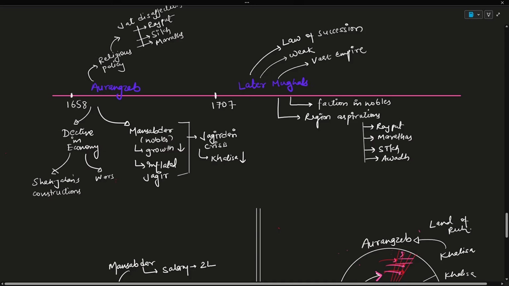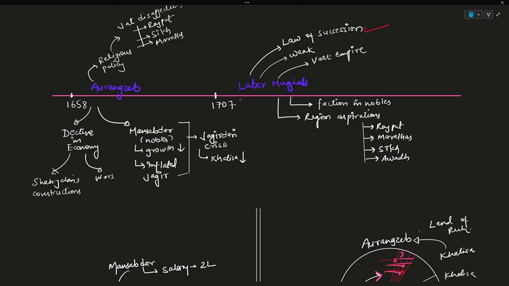So moving on to the reasons for the decline that happened in the later Mughals. First of all, we are going to discuss later Mughals in deep detail, and at that time also we will understand why there was decline. But just to get something in brief, there was the law of succession. The law of succession was not that proper.